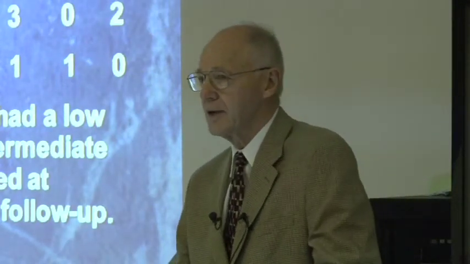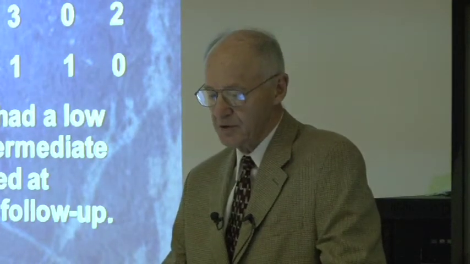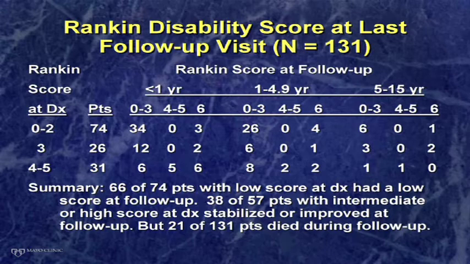Another way of looking at outcomes and progress is to use the Rankin score. If you're not a neurologist, you probably wouldn't be very familiar with this. This is an established way of scoring patients. It's 0 to 6 grades. 0 means no symptoms or findings neurologically. 6 is death. 1 is minimal neurologic symptoms. 5 would be fairly severe. So we put our patients in a table like this.